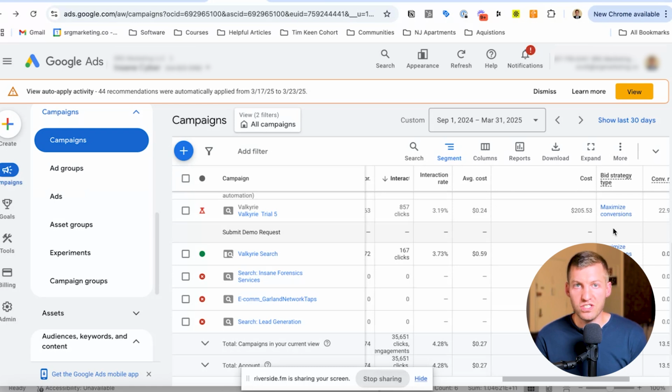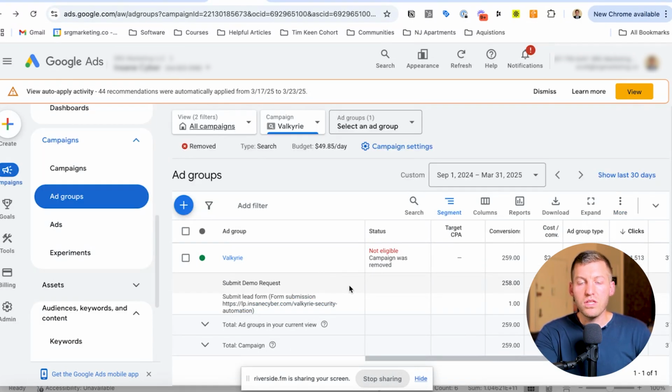And so it's this vicious cycle of garbage in, garbage out. What it does is it makes the algorithm go crazy, and you end up spending a lot of money on keywords that don't make sense and end up bringing in more unqualified conversions. So the next thing we want to do is evaluate the ad group structure.